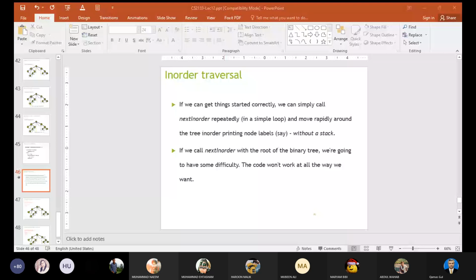So you have to start the fast in order call function with the parameter of the dummy node. So it will be started from the dummy node, and in this way it will be working fine, and it will be processing the in order traversal node as well.